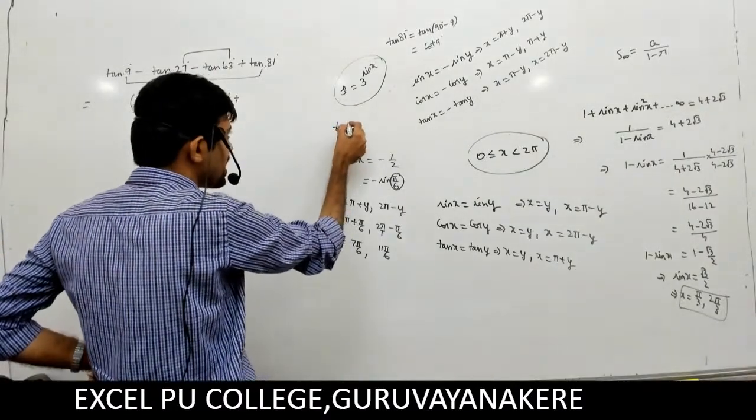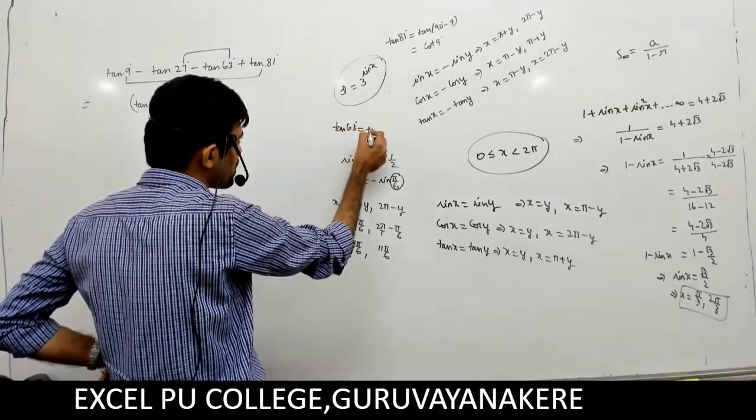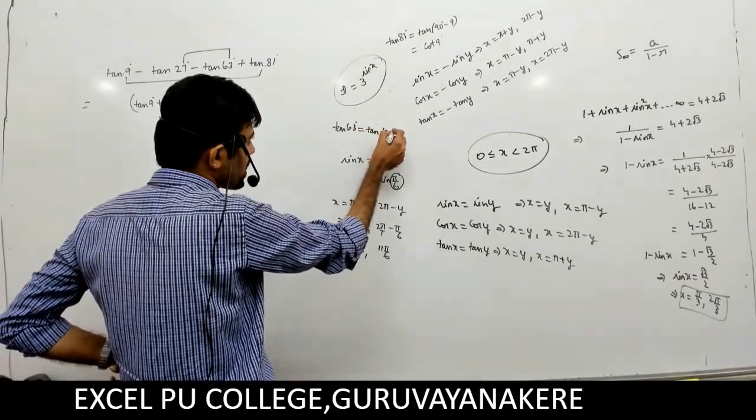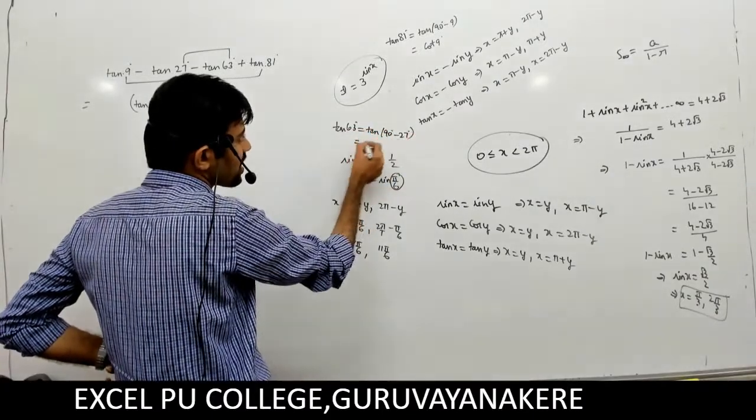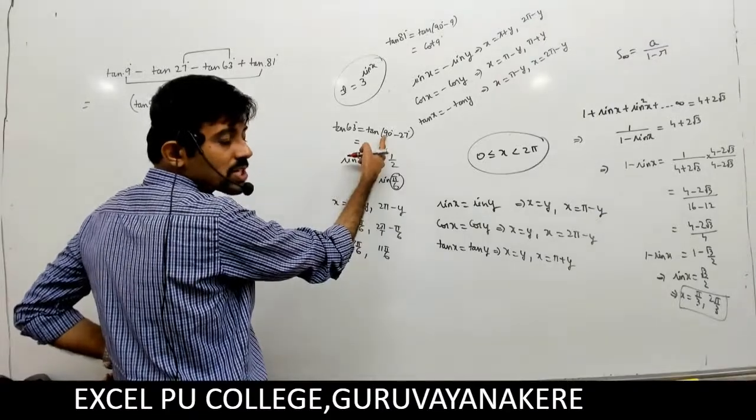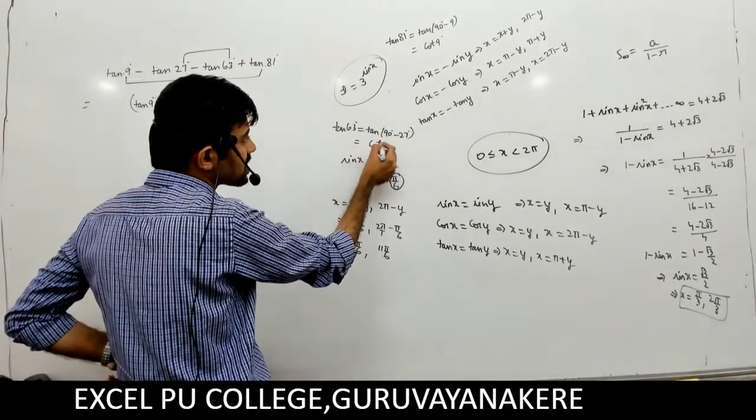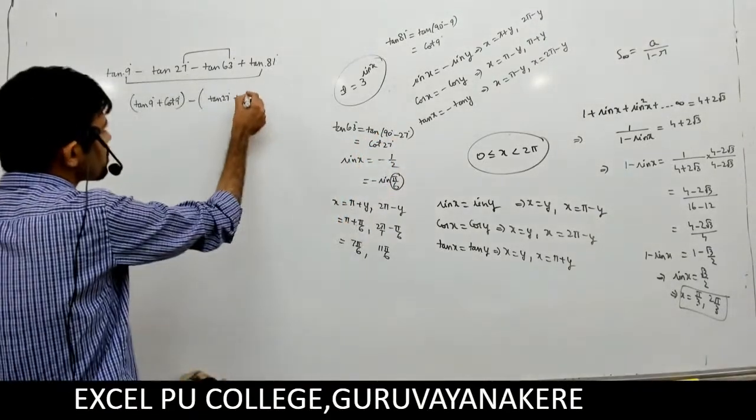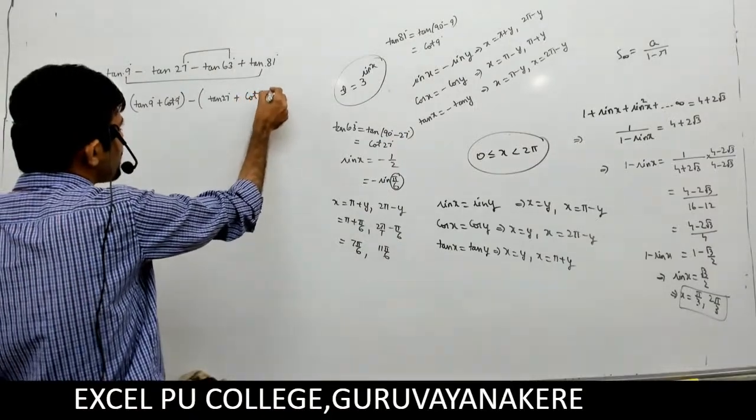What is tan 63? Directly you must be able to tell. If you are not able to tell, I will do the steps. Okay, tan of 90 minus 27. 90 means cofunction. Cofunction of tan is cot, right? This is cot 27. So tan 63 is cot 27.